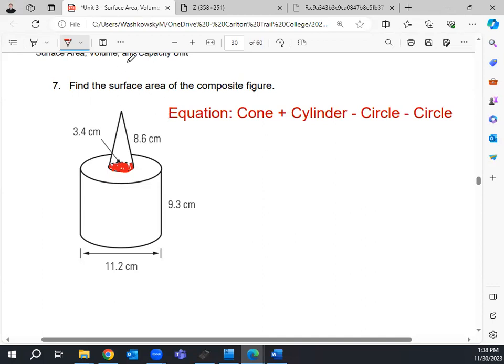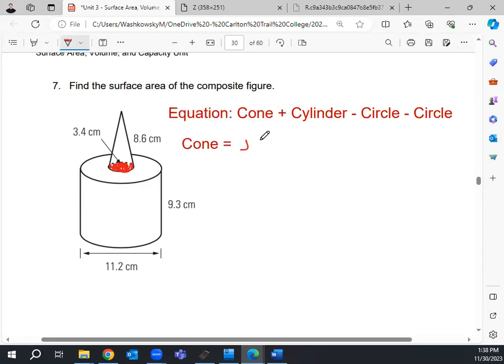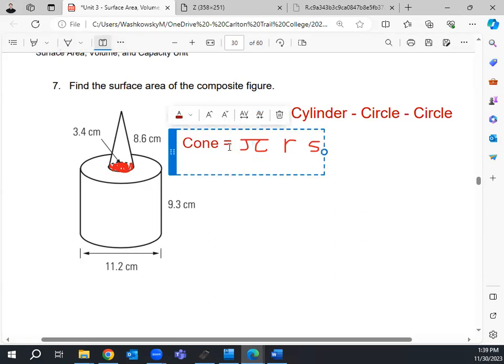Excuse me. So let's just go through it in order. I'm going to start with my cone. Formula for a cone is pi rs. I'm not going to put those times in there now. I'm just going to do pi rs. There are little invisible times symbols in between there. But mathematicians are lazy.